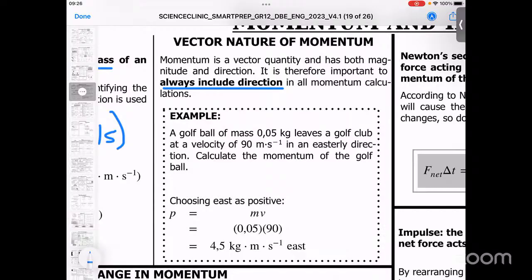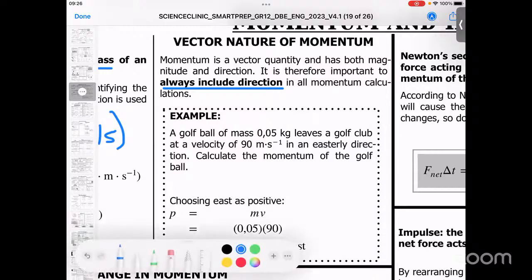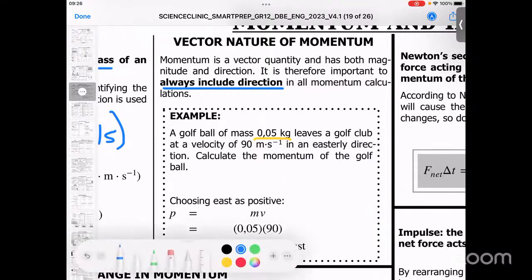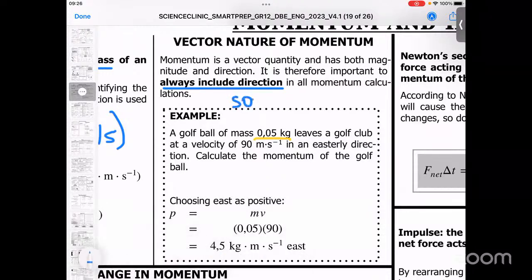Okay, so let's look at that example where they are talking about a golf ball of mass 0.05 kg. Very, very important, honorable member: the mass may be given to you in grams, so you need to convert it to kilograms. For example, if they say it is 500 grams, you will have to divide it by 1,000, since kilo means 1,000, so that you get an answer in kilograms. Be very, very careful of that, honorable member.